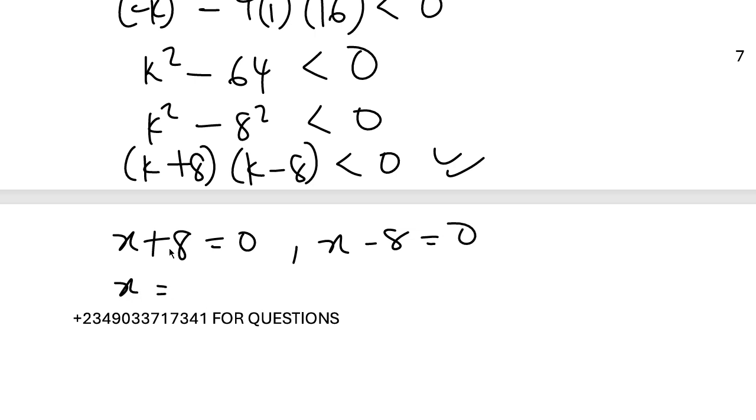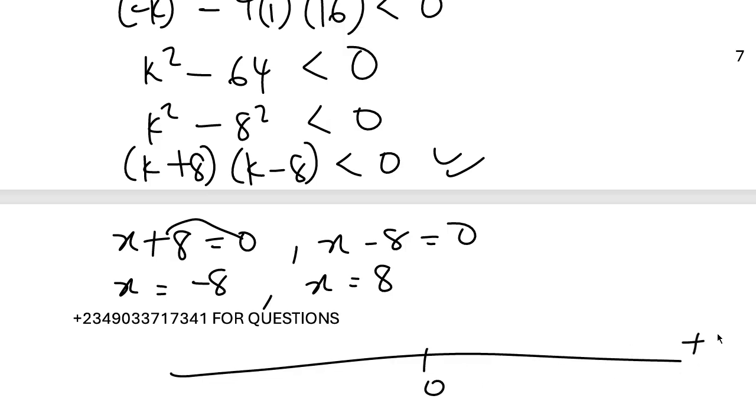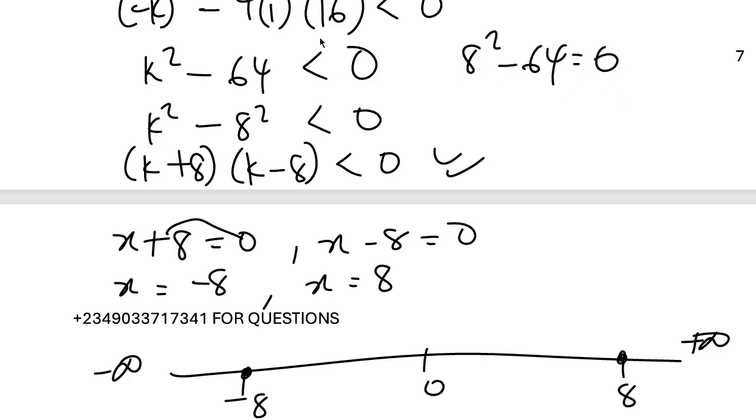That means k is negative 8, or k is 8. Draw a number line. Here is 0, here is positive infinity, here is negative infinity. Here is minus 8, here is 8. If we test at minus 8 or at 8, you will see that the output is 0, and 0 is not less than 0. For example, if you substitute 8, it will be 8 squared minus 64, which is 0. But we are looking for values of k such that this will be less than 0, isn't it?